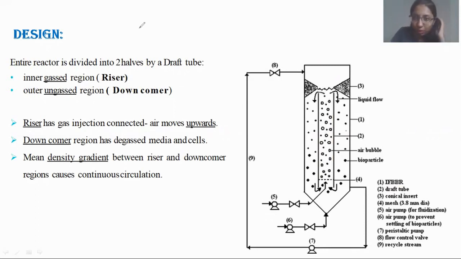Let me use the spotlight. The innermost region is considered as the riser, because something is going to rise from here. And this outer portion is considered as the downcomer, because when things go up, then they fall down. So when they are coming down, it is considered as the downcomer. Hope it is clear till here.